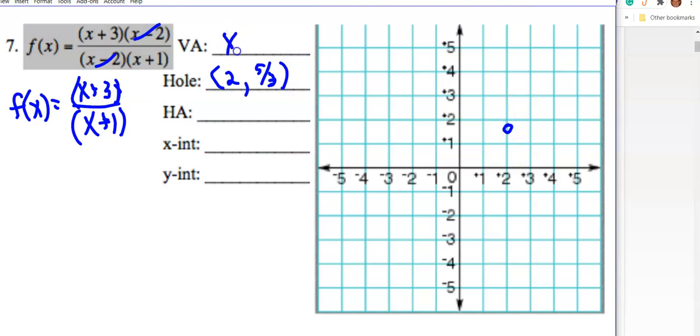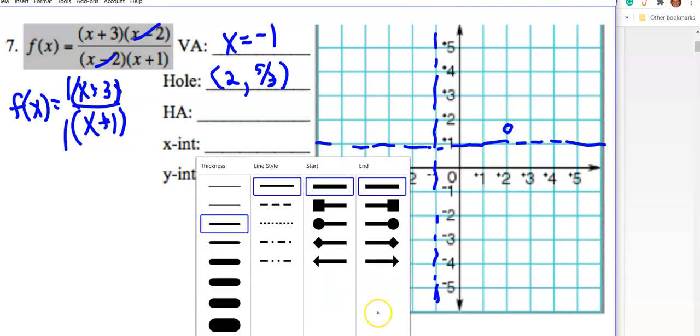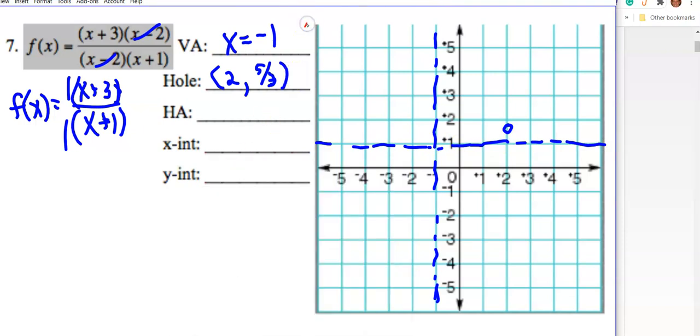Vertical asymptote at x equals -1. So when it's a hole, it doesn't cause a vertical asymptote. And it's the same degree, so it's going to be the leading coefficients of 1. So y equals 1. So I'm going to draw in the horizontal asymptote this time. Helps. So y equals 1.